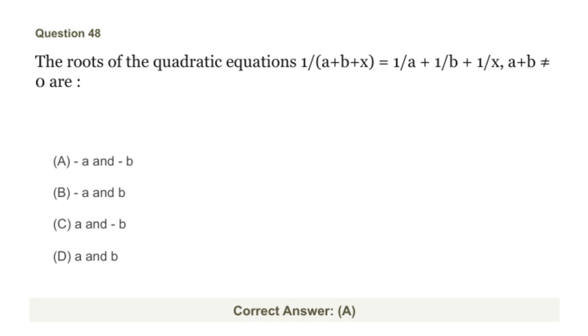The key here is to manipulate the equation to express it as a standard quadratic form, which will then allow us to identify the roots. Looking at the options, Option A suggests the roots are a and negative b, option B suggests 0 and b, and option C suggests 0 and negative b, but with a different sign arrangement. Option D is simply 0 and b again.